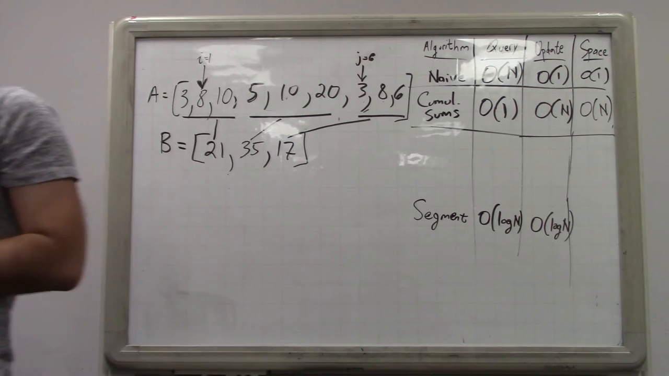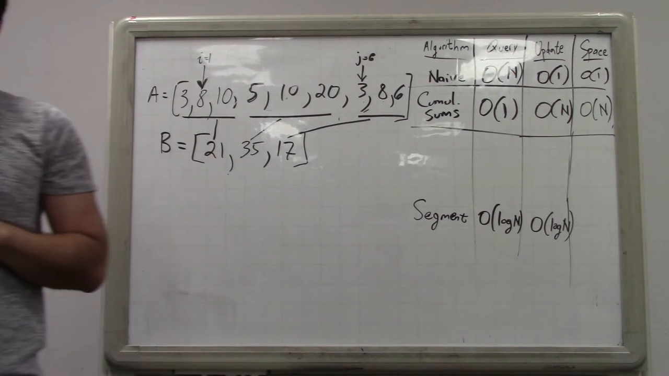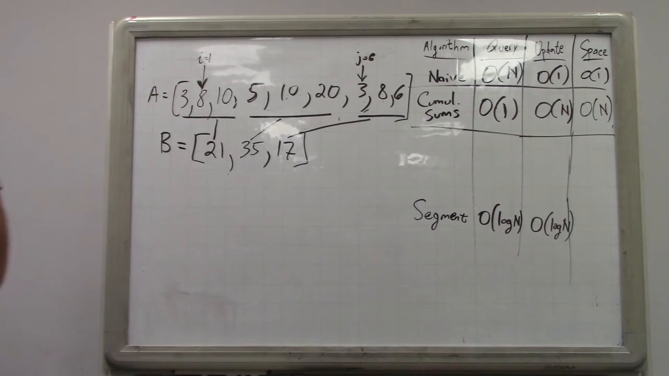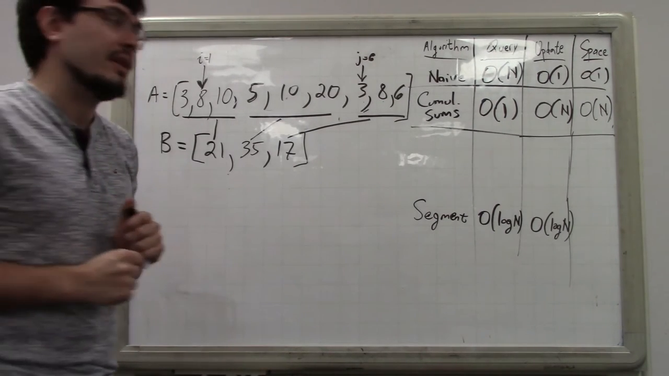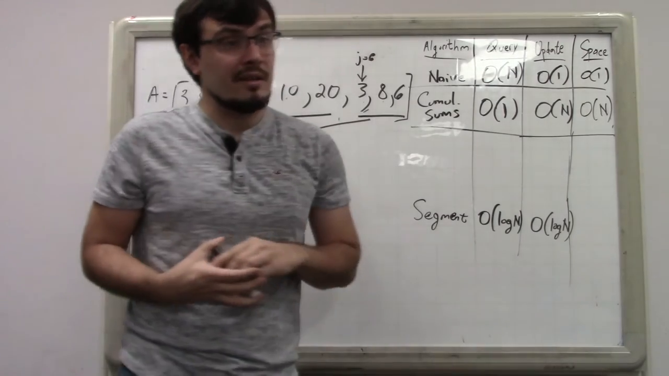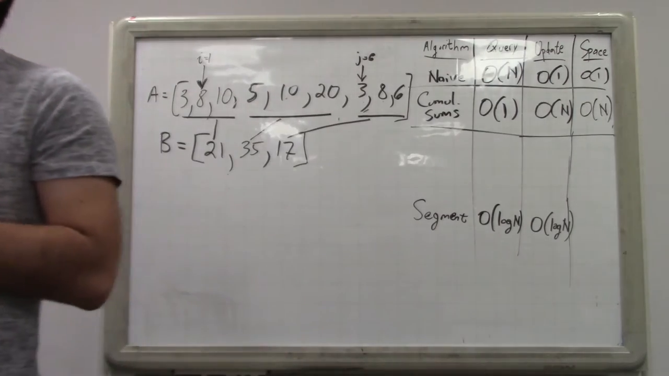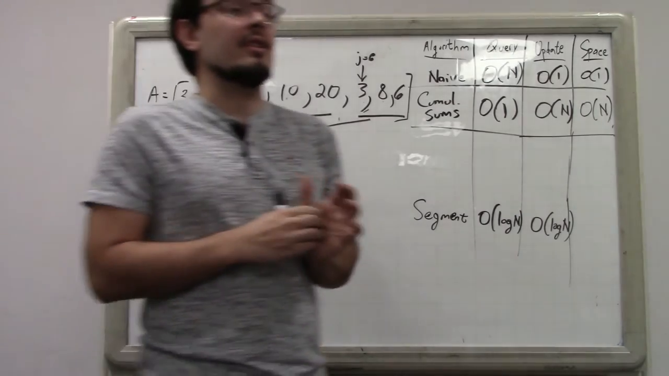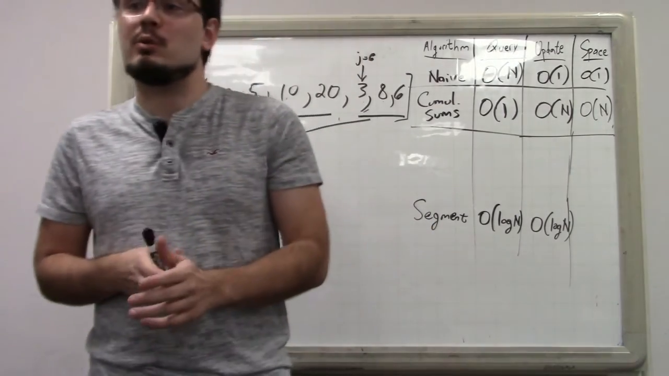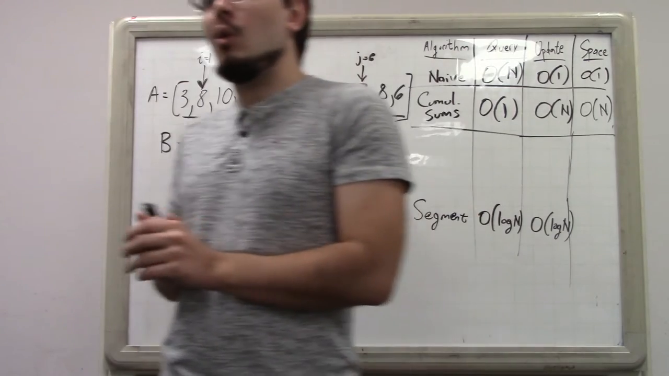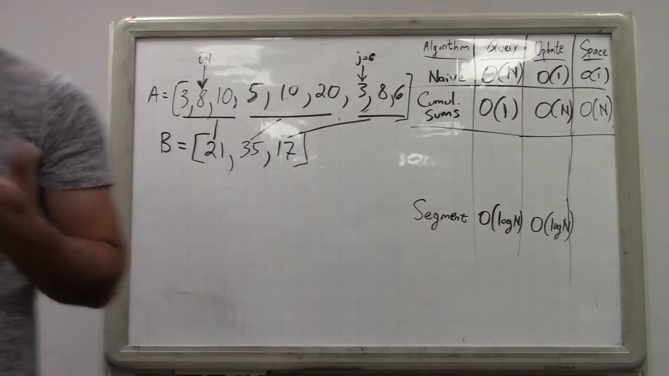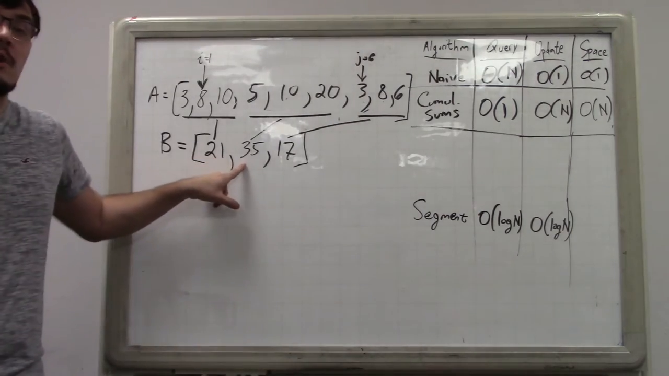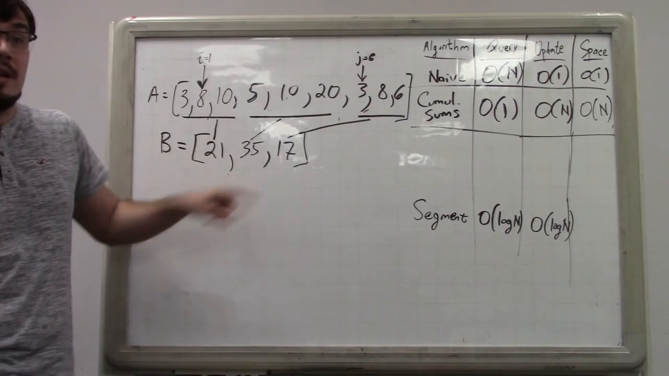Now, here's the thing. What is the maximum number of blocks that can be partially covered by this query? For any query? Two. Two, right? Only the edge blocks can be partially covered. Every other block is either not covered, which means you don't need to worry about counting it at all, or it is fully covered, which means you can just look at its total in the blocks array.